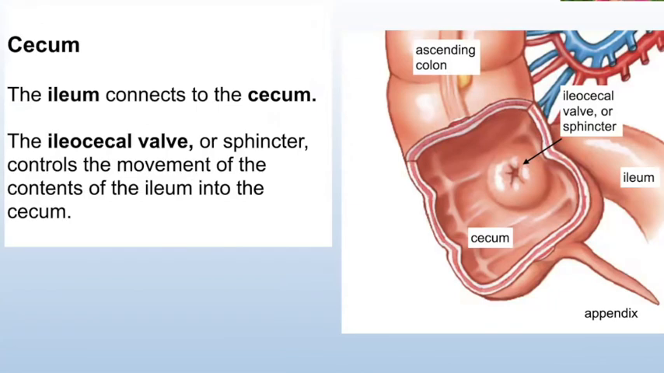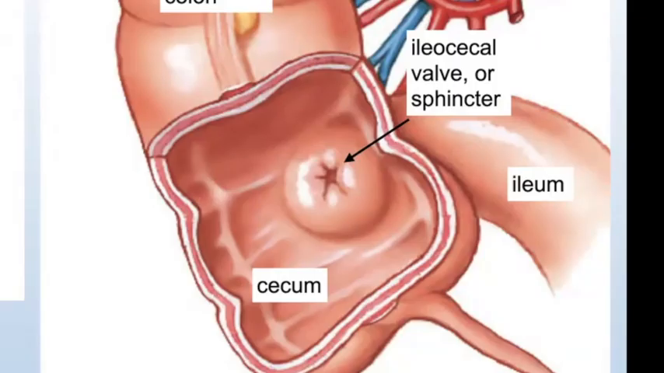The ileum connects to the cecum. The ileocecal valve or sphincter controls the movement of the contents of the ileum into the cecum. And you see there the little ileocecal valve, which looks like a little button there.